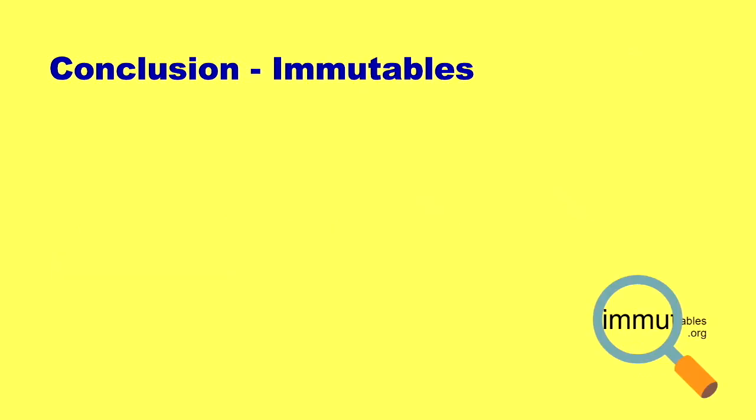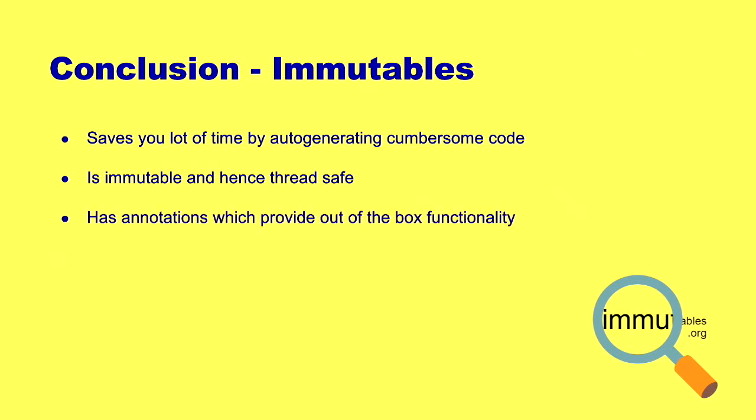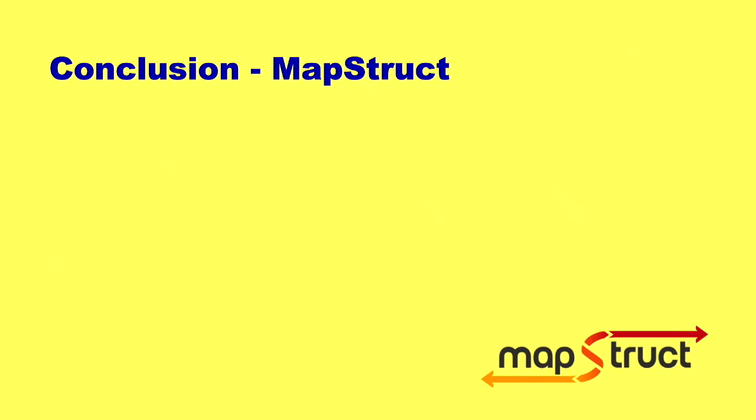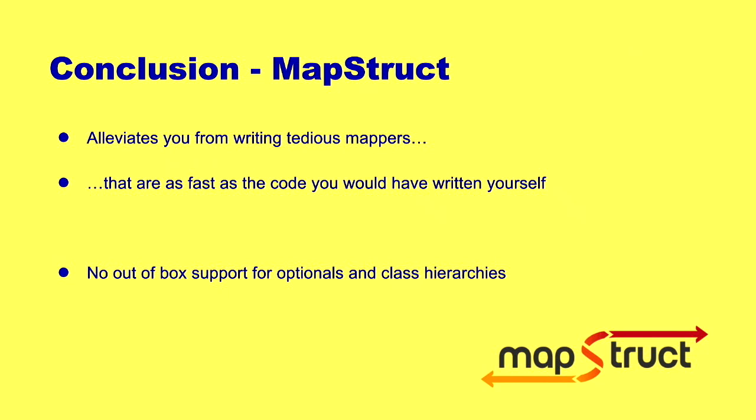Why should you use Immutables? Well, it saves you a lot of time by auto-generating cumbersome code. These generated models are immutable, so it enforces thread safety, and it has a lot of powerful annotations which provide functionality out of the box. And lastly, why MapStruct? Well, because it alleviates you from writing tedious mappers that are as fast as the code you would have written yourself. However, there is no out-of-the-box support for mapping optionals and class hierarchies, and it's also not possible at all to work with stage builders.